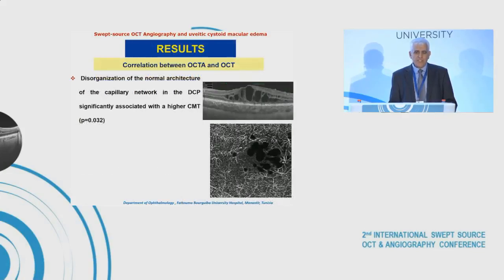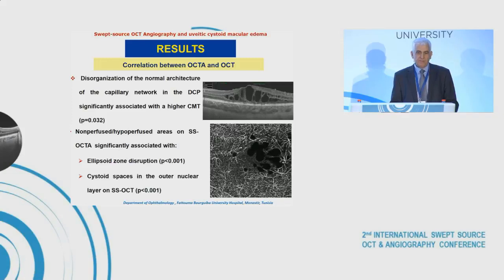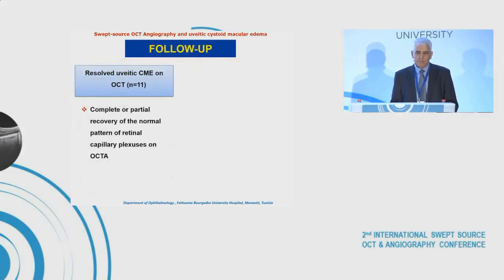Correlation between OCT-A and OCT findings. Disorganization of the normal architecture of the capillary network in the deep capillary plexus was significantly associated with a higher central macular thickness. Non-perfused or hypoperfused areas on swept source OCT-A were significantly associated with disruption of the ellipsoid zone and the presence of cystoid spaces in the outer nuclear layer on swept source OCT.